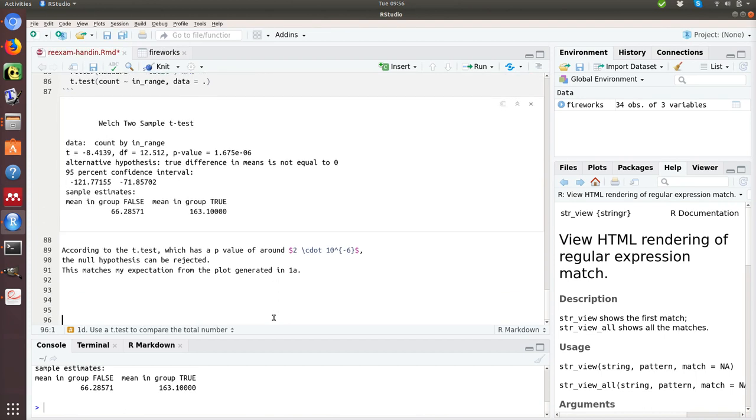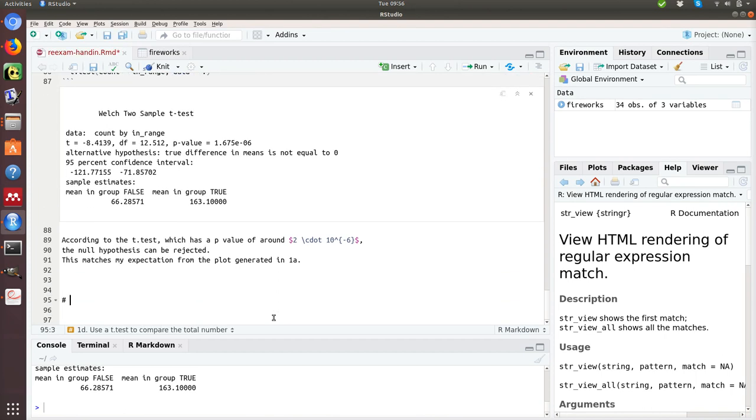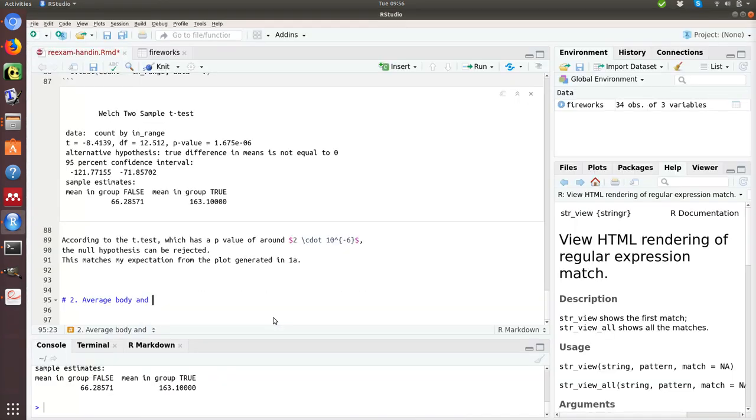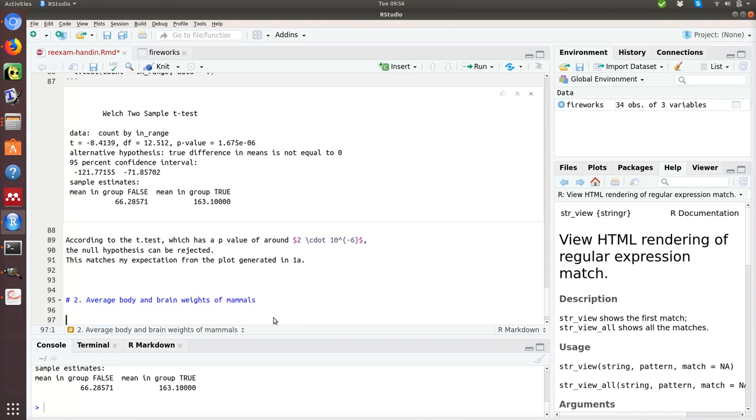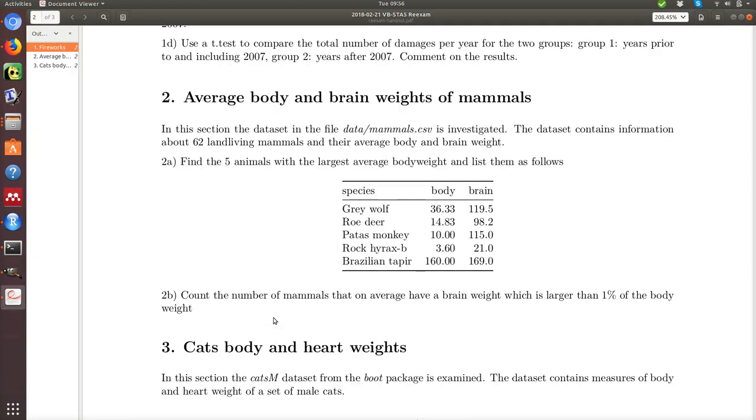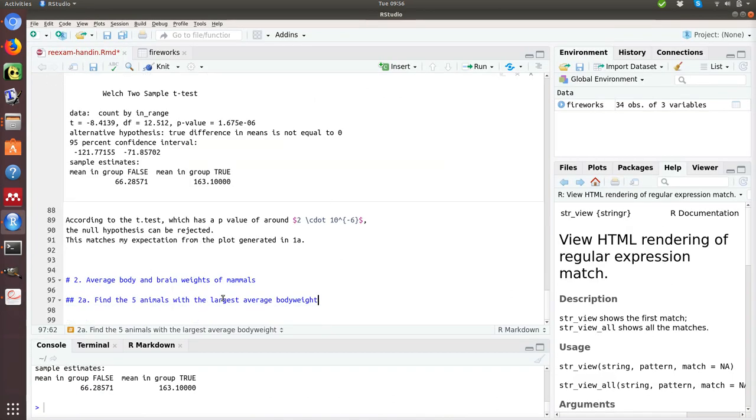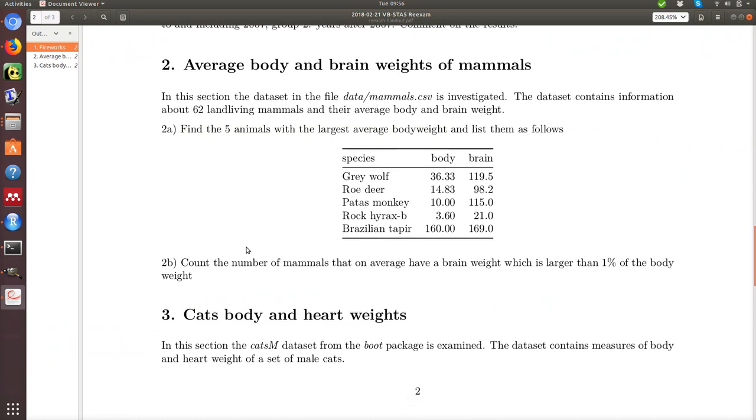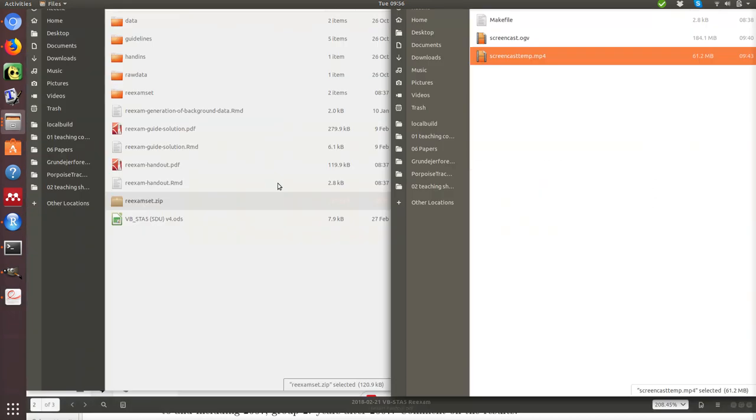The previous lines were described in an earlier video, and now we can continue with question two in the exam set. Average body and brain weights. So first we should find the five animals with the largest average body weight. And we have the data that we should load. So let's see if we can figure out how the data are stored and what we can do with it.